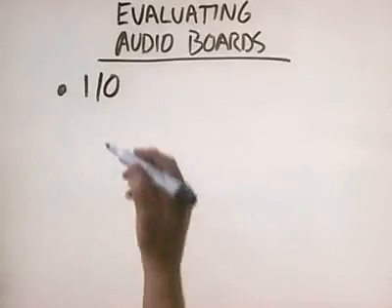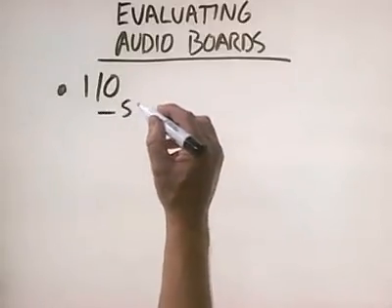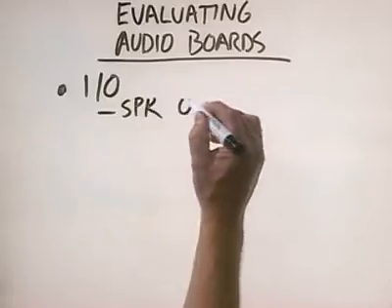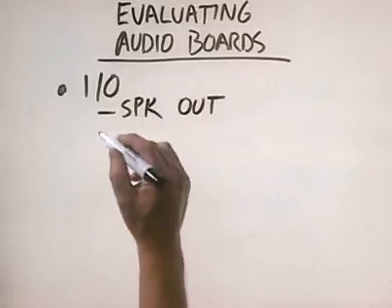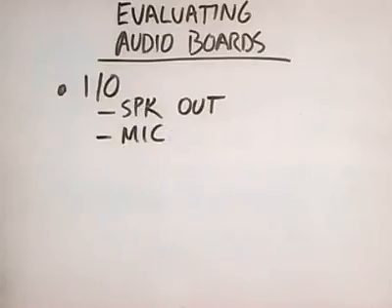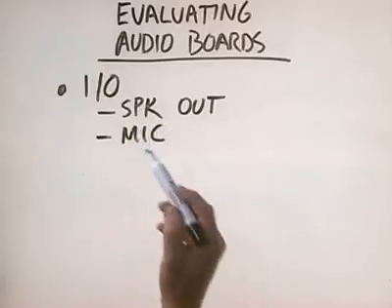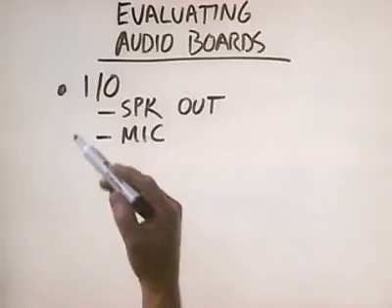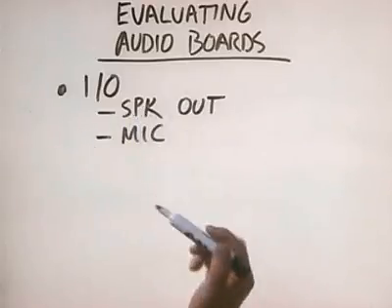A basic soundboard will usually have a speaker out connector, and it probably has a microphone connector as well, into which you can plug a microphone. This allows you to input audio through the microphone and also send audio out to the speakers.